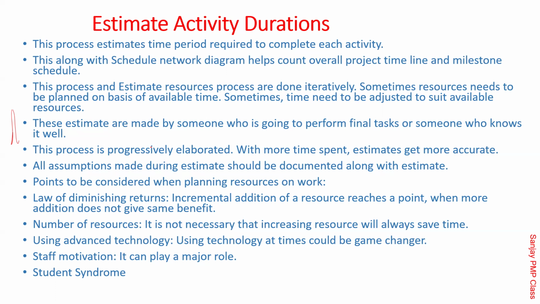So this is progressively elaborated. What it means is that estimates in the beginning are vague. With time, those will get more accurate. All assumptions made during the estimate should be documented along with the estimate. Now, points to be considered in this: number one, law of diminishing returns or number of resources. What is this law of diminishing returns? It says that if you keep on increasing resources to reduce the time, there is an upper limit to that. After that, it's not going to reduce.